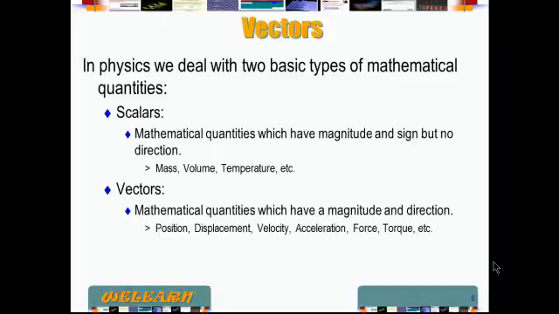Vectors, on the other hand, are physical quantities that have both a magnitude and a direction. So they have an amount, very much like scalars. But along with that amount, they will have a direction. Examples of vectors are position, displacement, velocity, acceleration, force, torque, etc. Notice here terms that you are familiar with in terms of motion, like distance and speed, are not in here. They are not vectors.